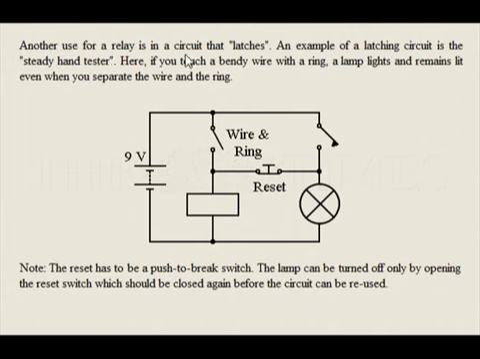Another use for a relay is in a circuit that latches. An example of a latching circuit is the steady hand tester. Here, if you touch a bendy wire with a ring, a lamp lights and remains lit even when you separate the wire and the ring. Note, the reset has to be a push-to-break switch. The lamp can be turned off only by opening the reset switch, which should be closed again before the circuit can be reused.